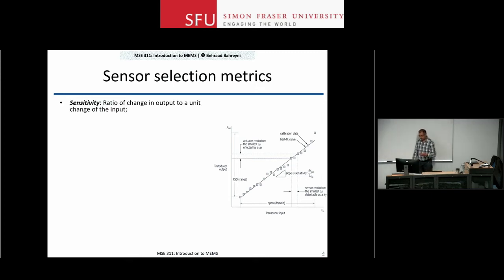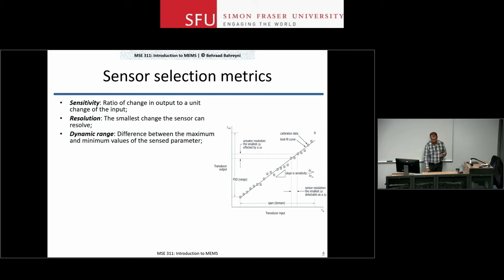Sensitivity is basically the derivative of that input-output curve, the characteristic curve for your device. How much does the output change if I change the input for a given amount? So the slope of that curve is your sensitivity. Resolution is the smallest change at the input that you can measure, right? So for example, if you're using a temperature sensor, what is the smallest temperature change you can measure with that sensor? And it's often limited by noise in your system from the mechanical side, electrical side, or optical side.